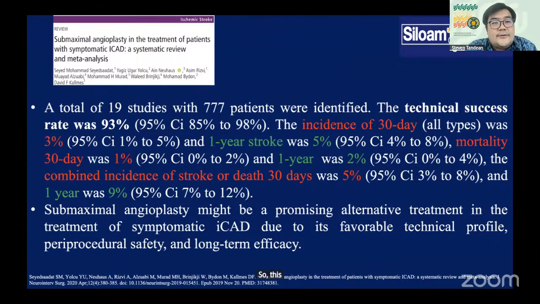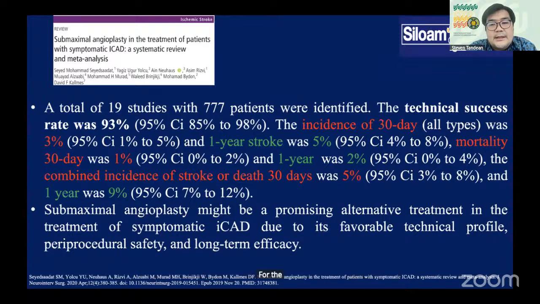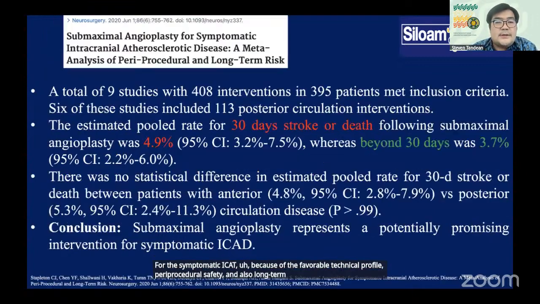This is one of the systematic reviews and meta-analyses. They used 19 studies for the incidence of 30-day mortality and also the incidence of stroke or death at 30 days. It is very low compared to medication. So submaximal angioplasty might be a promising alternative treatment for symptomatic ICAT because of the favorable technical profile, periprocedural safety, and also long-term efficacy.